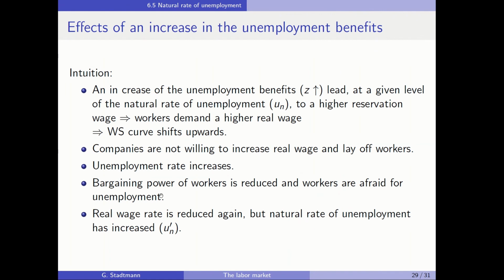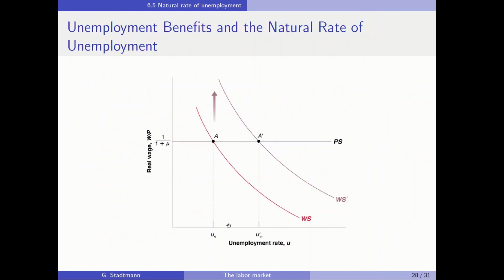And therefore, the bargaining power of the workers and the labor unions is reduced. The workers are afraid of becoming unemployed, and this reduces the bargaining power of the workers and the labor unions, so the real wage is reduced again. So the real wage is on the same level in A and A prime, but the level of unemployment has increased.